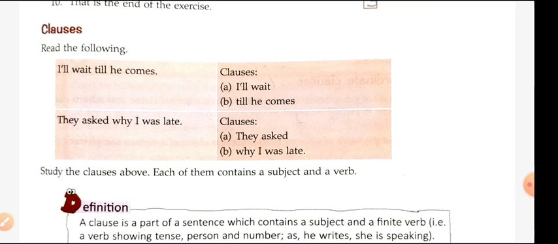They asked why I was late. Again, here we have two clauses: they asked, and why I was late. They asked is the main clause. Why I was late is the subordinate clause.